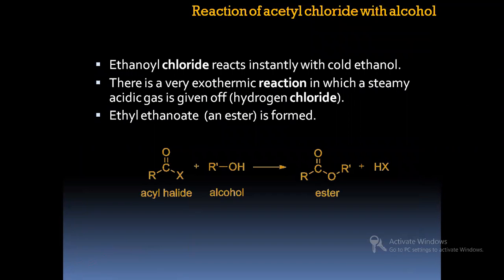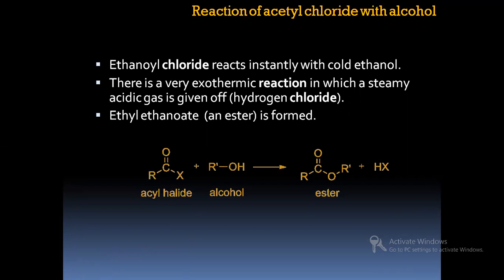Second, we have the reaction of acetyl chloride with alcohol. Whenever we consider the reaction of acids with alcohol, that process is referred to as alcoholysis, because you are adding alcohol to that compound. So here, as an example, we are taking ethanoyl chloride. If you just put C2H5 in place of R, it becomes ethanoyl chloride. Or if you put CH3 in place of R, it becomes acetyl halide.